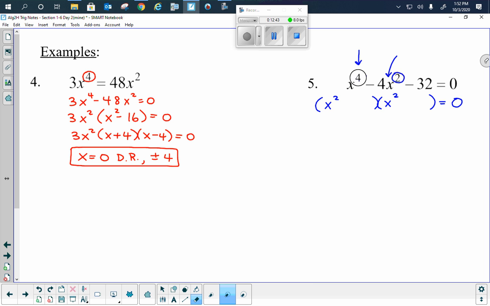All right, so now you should be able to just completely ignore the x to the 4th and the x squared now that you've taken care of that part. And you should be able to go to worrying about the numbers that add to give you negative 4 and multiply to give you negative 32. So those numbers would be negative 8 and plus 4.